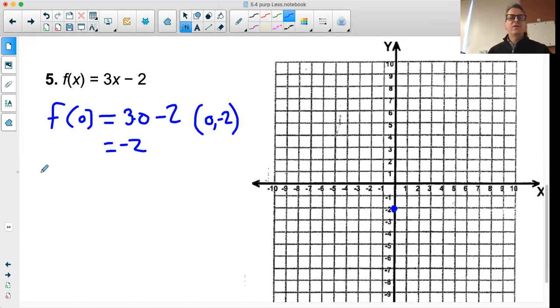And then let's use f at 1. F at 1 is going to be equal to 3 times 1, which is 3, minus 2, which is equal to 1.